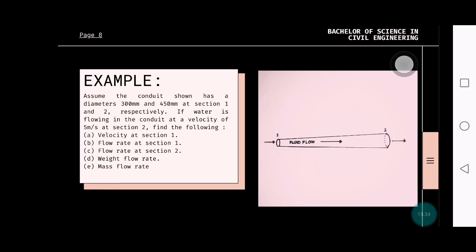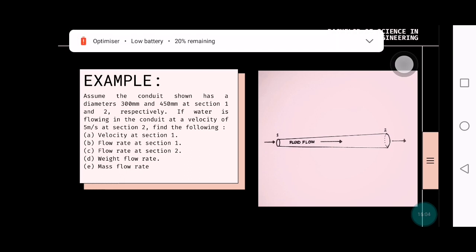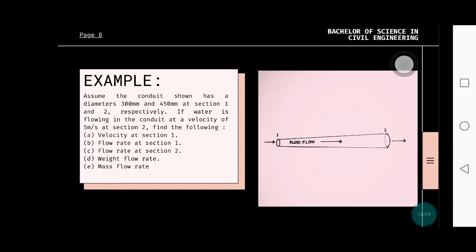Next example and last example. Assume the conduit shown has diameters of 300 mm and 400 mm at section 1 and 2 respectively. If water is flowing in the conduit at a velocity of 5 meter per second at section 2, find the following: A. Velocity at section 1, B. Flow rate at section 1, C. Flow rate at section 2, D. Weight flow rate, and lastly mass flow rate.